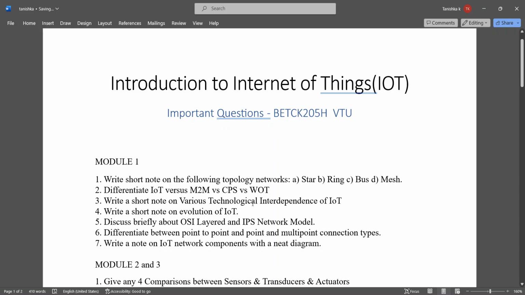Write a short note on various technological interdependence of IoT. Write a short note on evolution of IoT. Discuss briefly about the OSI layered and IPS network model. Differentiate between point and multi-point connection types. Then write a note on IoT network components with neat diagram.